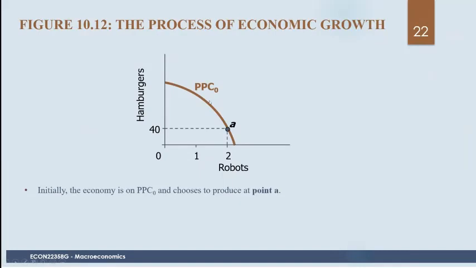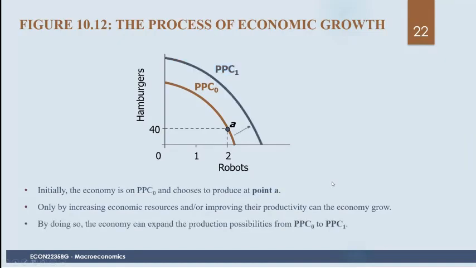So again, here's our PPC curve. This economy only has 2 goods, hamburgers and robots. If they put all of their resources into hamburgers, they would produce here. If they put all their resources into robots, they would produce here. Given their preferences, they might choose this combination. And so, only by increasing their economic resources or improving their productivity can the economy grow.